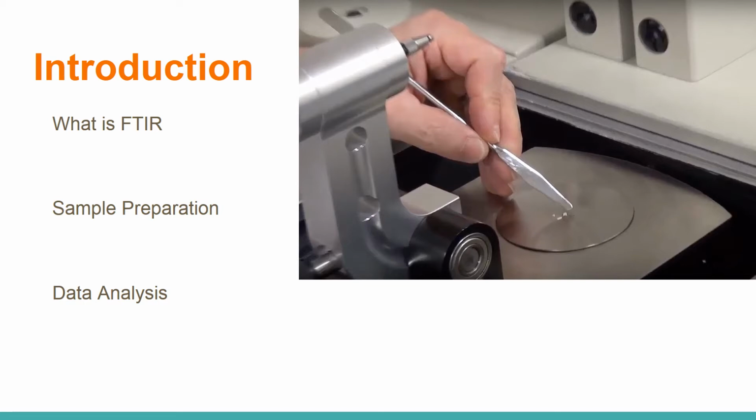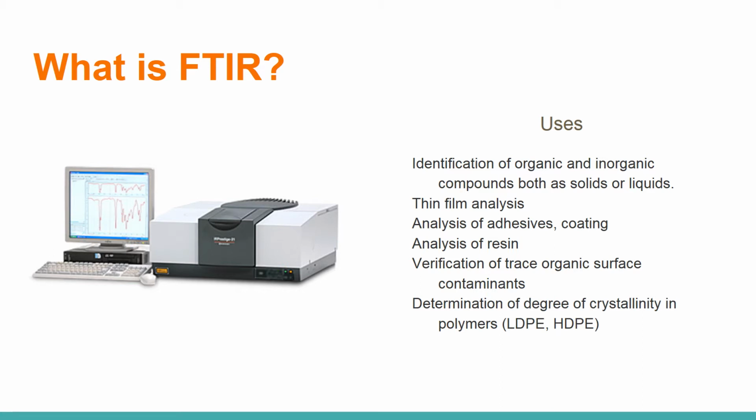So we're going to start with what is FTIR, and then we're going to go into the sample preparation, and then conclude with the data analysis. So in FTIR, you're just trying to obtain an absorption spectrum of data from your sample by using a beam of multiple frequencies so that you would obtain peaks that show which part of the frequency was absorbed by your sample.